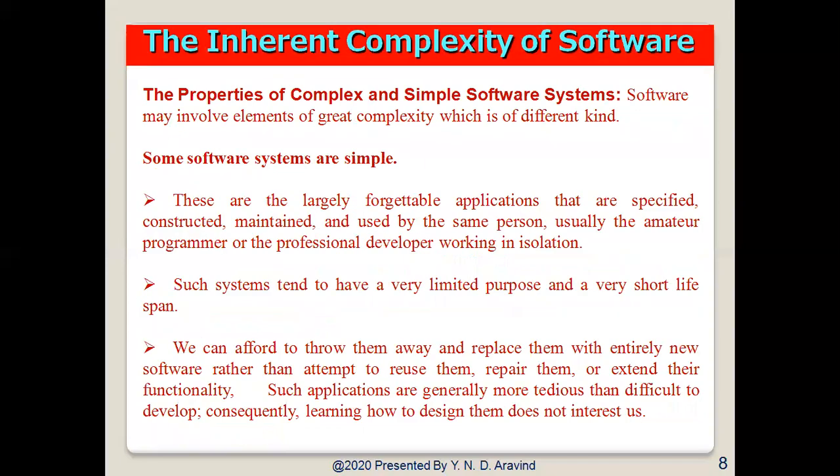Now, let us see the inherent complexity of the software. So, the properties of complex and simple software systems. Here, software may involve elements of great complexity, which is of different kinds. Some software systems are simple. These are largely forgettable applications that are specified, constructed, maintained, and used by the same person, usually the amateur programmer or the professional developer working in isolation.